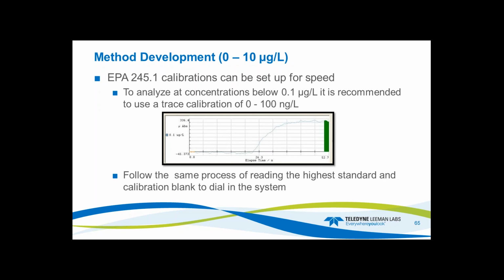Again, you follow the same process. So here we have a 0.1. It's showing an absorbance somewhere below 300 units. So it's got good absorbance, but if you start dialing back the concentrations, pretty soon we're not going to have a lot of response there. So that's why I recommend using tighter calibration with a method change for lower standards.